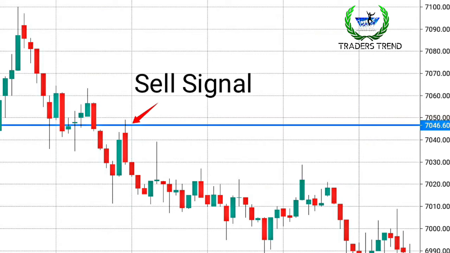These are all the pivot point lines. These are very important for intraday as well as other trading.